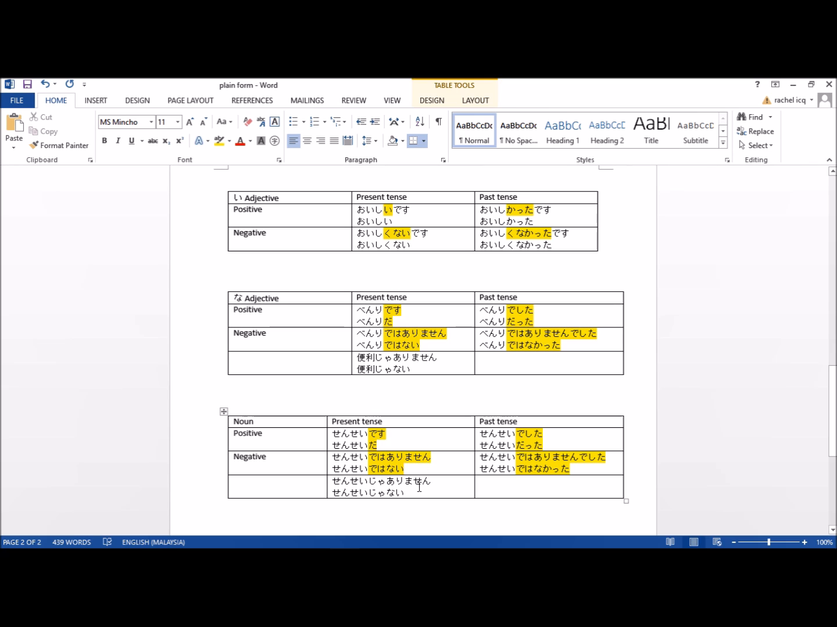Actually, both are applicable, so you don't need to be worried about this too much. You just need to know that both are usable in most situations, but when people talk, they normally use jarimasen. If you are using jarimasen, you need to know how to change it to plain form. So in this case, sensei jarimasen, you change it to sensei janai. This is applicable to the non-adjective as well. It's the same concept. Jarimasen becomes janai. So in this case, it's bendy jarimasen, bendy janai.